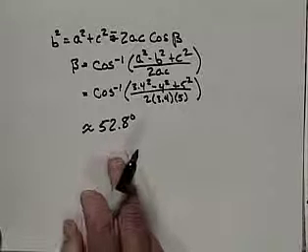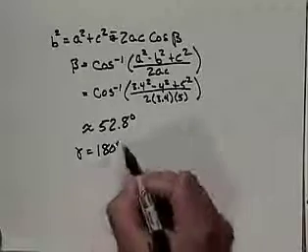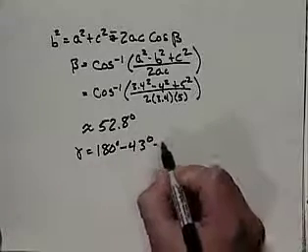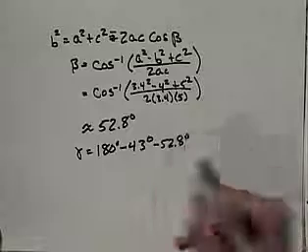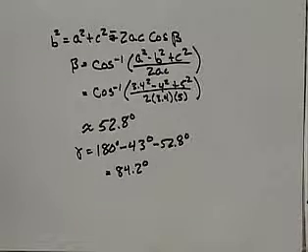Now we can find gamma. Since we have alpha and beta now, we can find gamma because we know the sum of all the angles has to be 180 degrees. So gamma must be 180 degrees minus 43 degrees minus 52.8 degrees, and that's equal to 84.2 degrees. So we found the two missing angles and the length of the missing side.